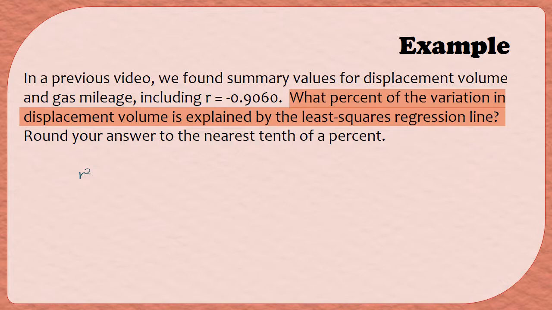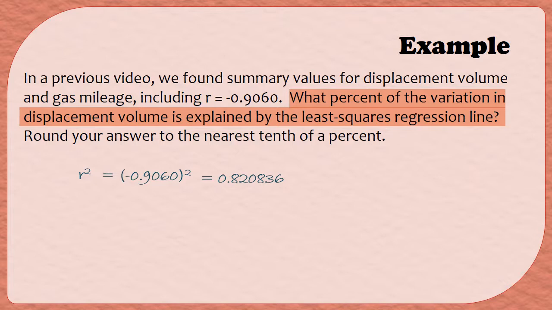Because our r value is a negative number, I need to make sure to use parentheses when I type it into a calculator. Otherwise, it's going to give me a negative number. And because r squared is a squared value, I can't get a negative number out of it. It's got to be between 0 and 1. So when I type this into my calculator, I get a nice long decimal, 0.820836.